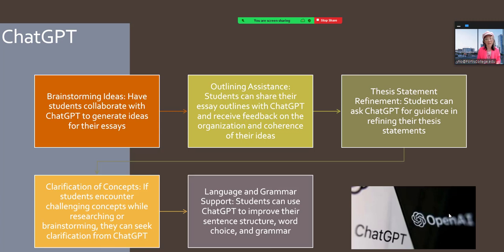their ideas. Thesis statement refinement. Students can ask ChatGPT for guidance in refining their thesis statements. Clarification of concepts. If students encounter challenging concepts while researching or brainstorming, they can seek clarification from ChatGPT. Language and grammar support. Students can use ChatGPT to improve their sentence structure, word choice, and grammar. This is essential, especially for students for whom English is not their first language.